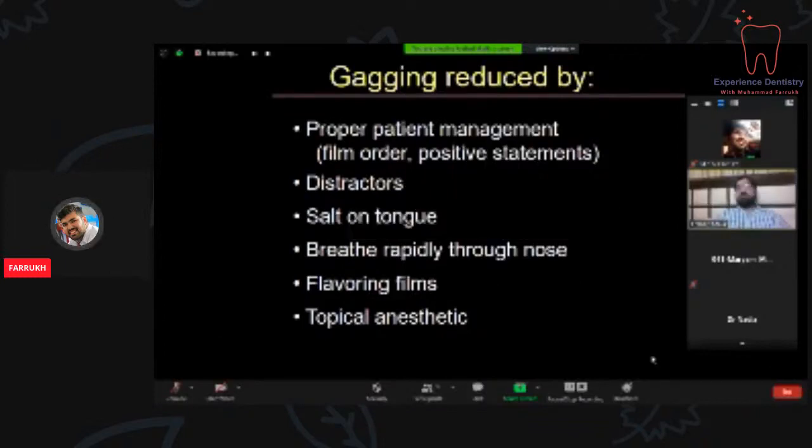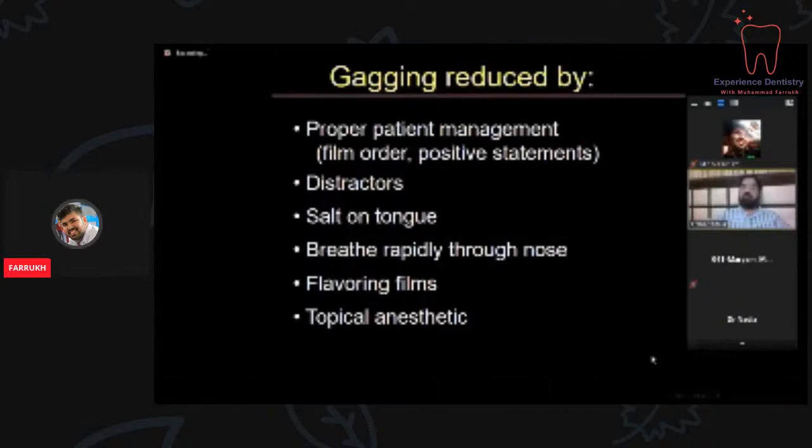Topical anesthesia: sometimes it helps to give a gargle that has a local anesthetic agent. Like in Pakistan, there is chlorhexidine with a local anesthetic agent used for reducing the pain of ulcers. You can use topical anesthesia.